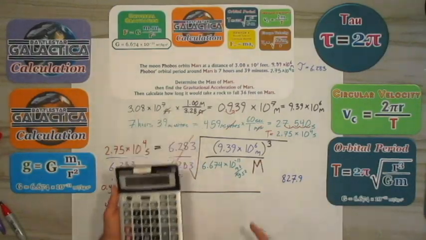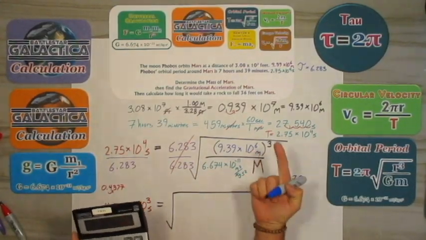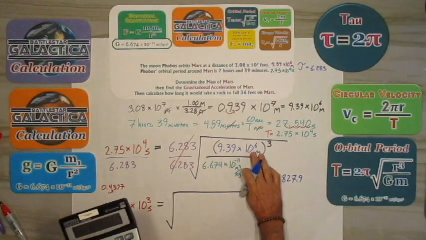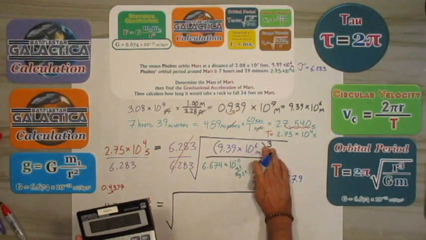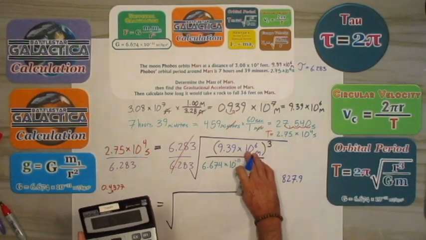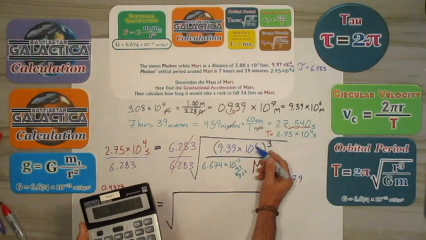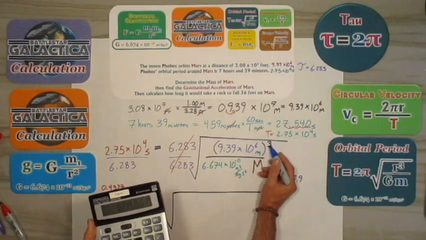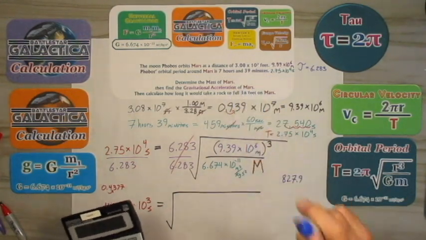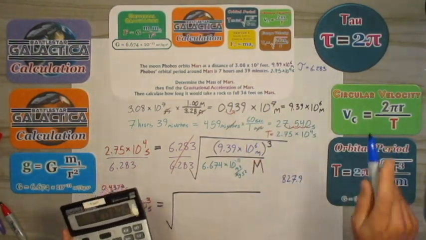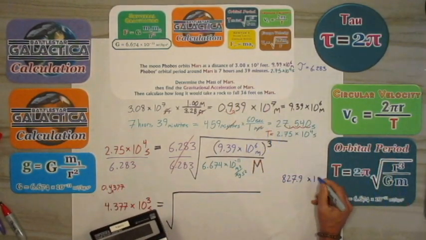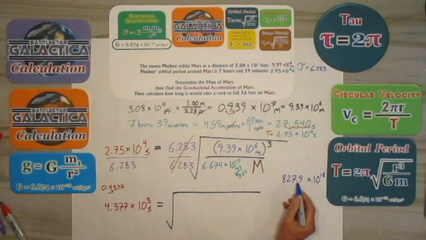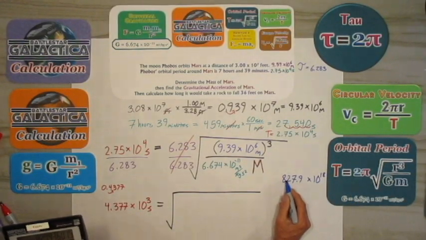827.9, right? And then 10 to the 6th cubed. Oh, you know what to do when you cube something with an exponent with the same base? Well, it's like multiplying these numbers. It's going to be 10 to the 18th, right? Because 10 to the 6th times 10 to the 6th times 10 to the 6th would give you 10 to the 18th, right? However, I have to move the decimal over 2 more places.